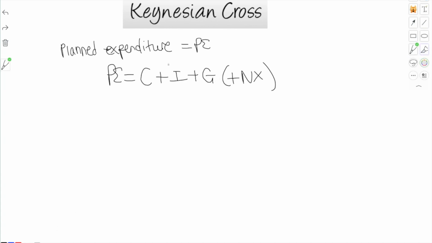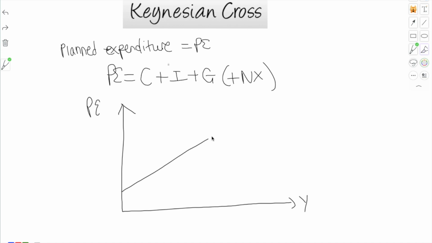So let's think about how this is going to look graphically. Like we just said, all of these depend on your income, or your Y. If this increases, we'd expect that you'd plan to spend more. So let's draw our line like this. Again, it's a reasonable assumption for it to be upward sloping, because as your income increases, you would expect to spend more.